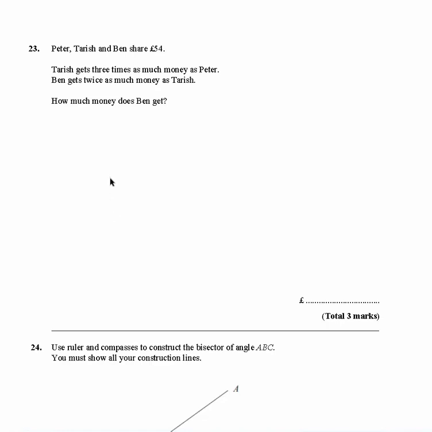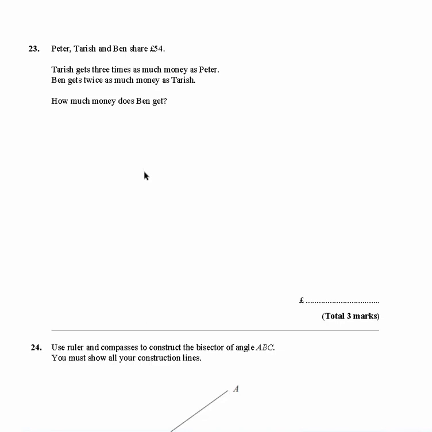I've got 1 box for Peter. I've got 3 boxes for Tarish because he gets 3 times as much. How many boxes would I have for Ben? And then I say to myself, right, what must all those boxes add up to make? Now I can work out, okay, that those boxes need to add up to make 54, so I can work out what each box is.